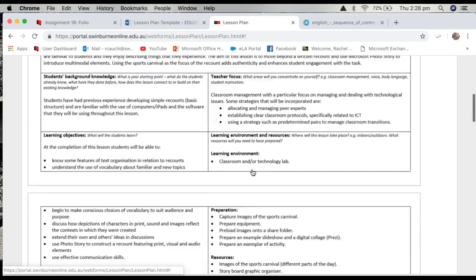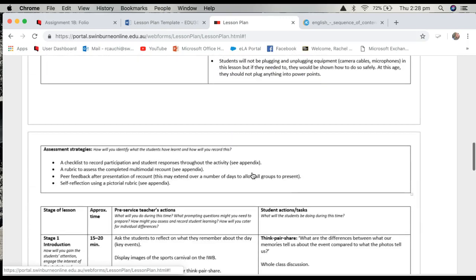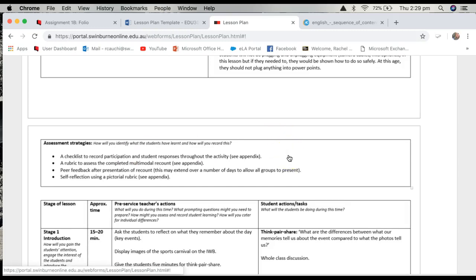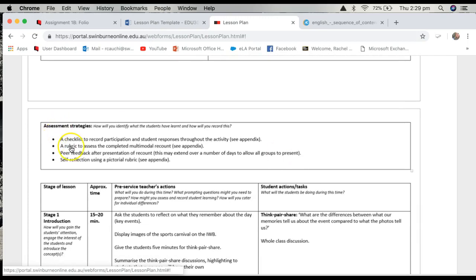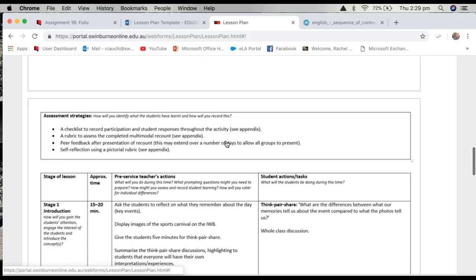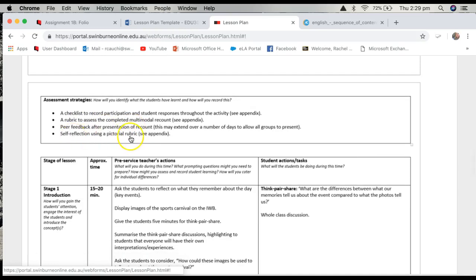I'm not sure if there's any assessment strategies in this one. No, oh yes, there is. So in this one we've got, going back to our idea of getting the students to use Photo Story for the recount, they've decided to have a checklist because they're going to record participation. Not sure whether that's giving us much idea on how the students went in being able to develop their recounts though. A rubric to assess, there must be rubrics further down. We're going to use peer assessment, which is a great idea because then we get kids talking and doing a bit of self-reflection, which I think is good.